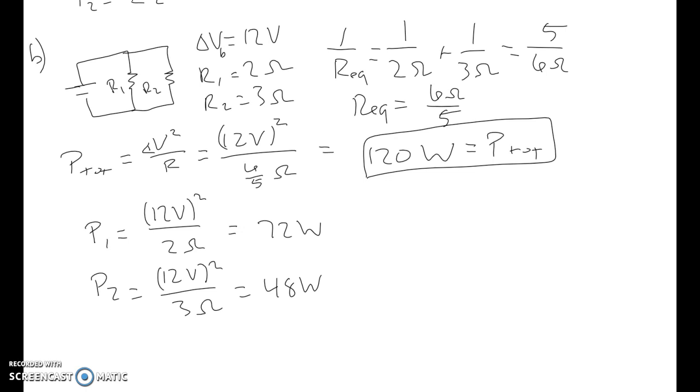To figure out how the brightnesses compare, we rank the powers. The more power, the brighter it is.